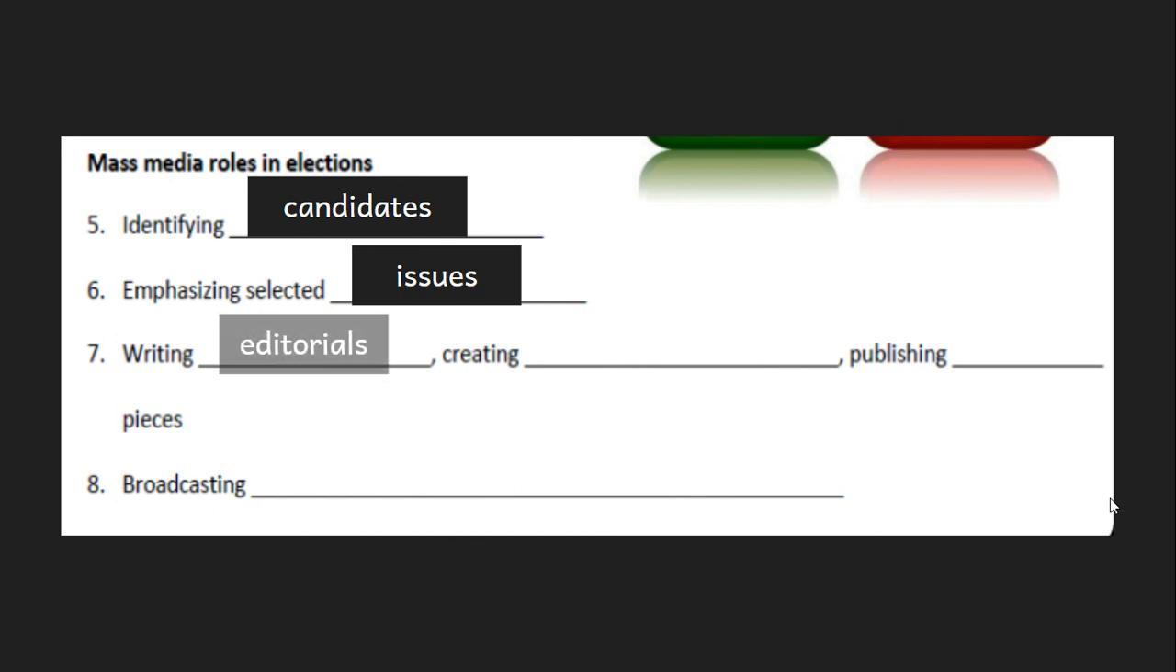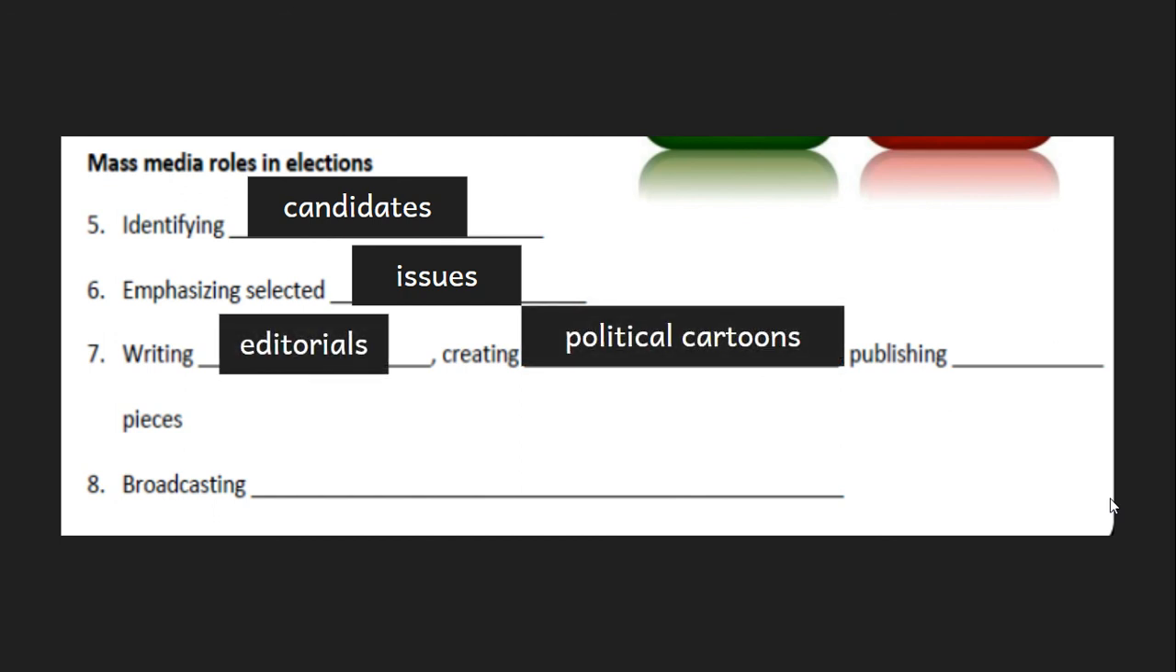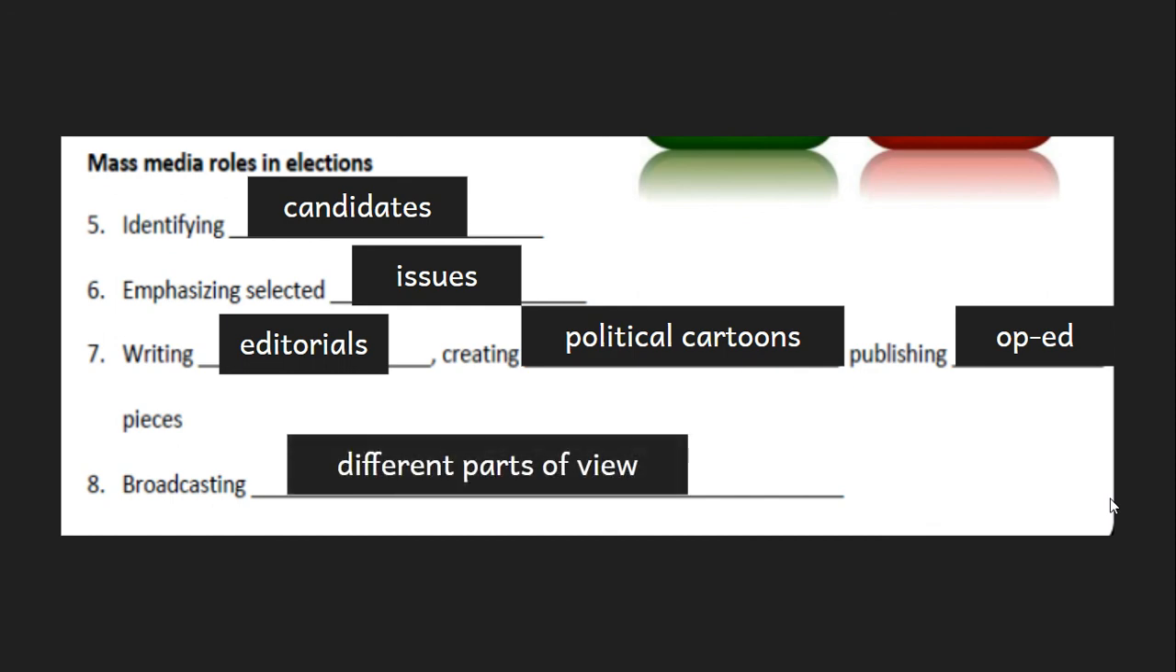Another role is writing editorials, creating political art, cartoons, and publishing op-ed pieces. So these three are going to be presenting points of view or promoting different causes or different candidates or different parties. And then finally, broadcasting different points of view is an important part of the mass media roles in elections.